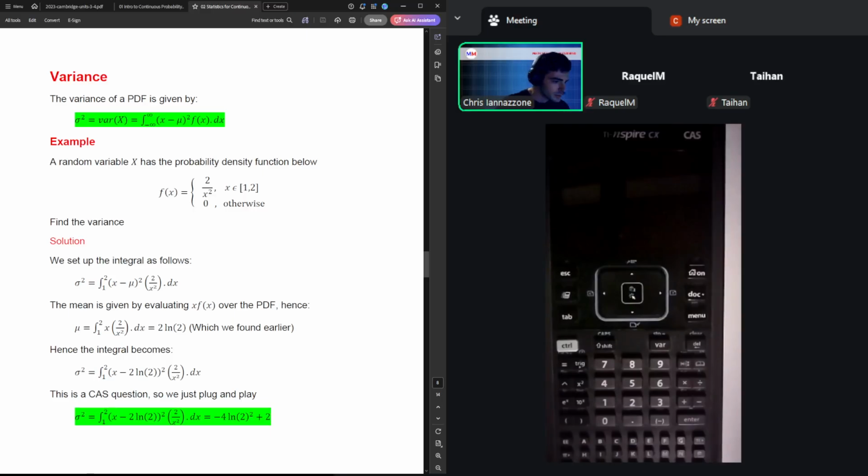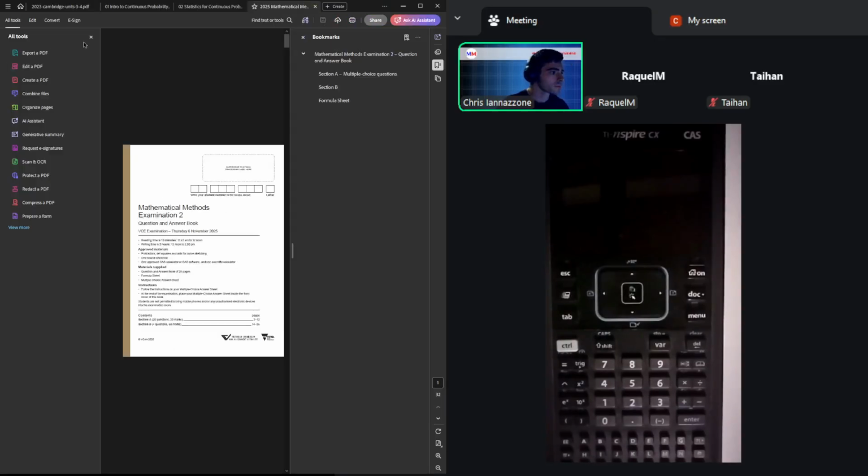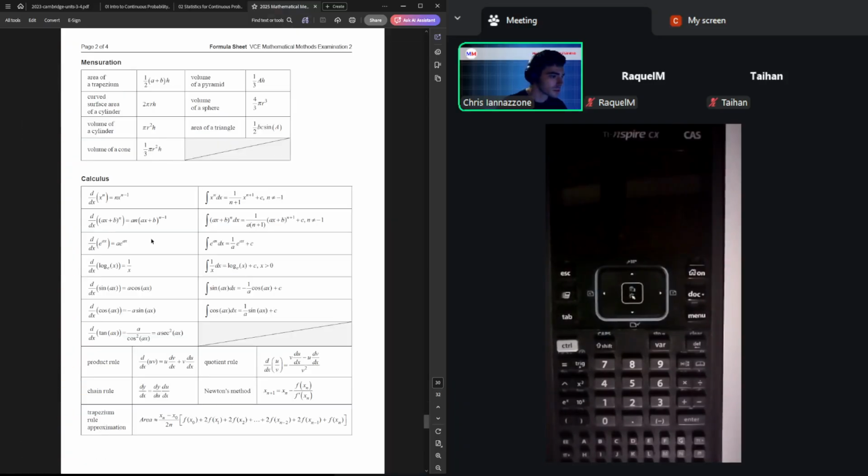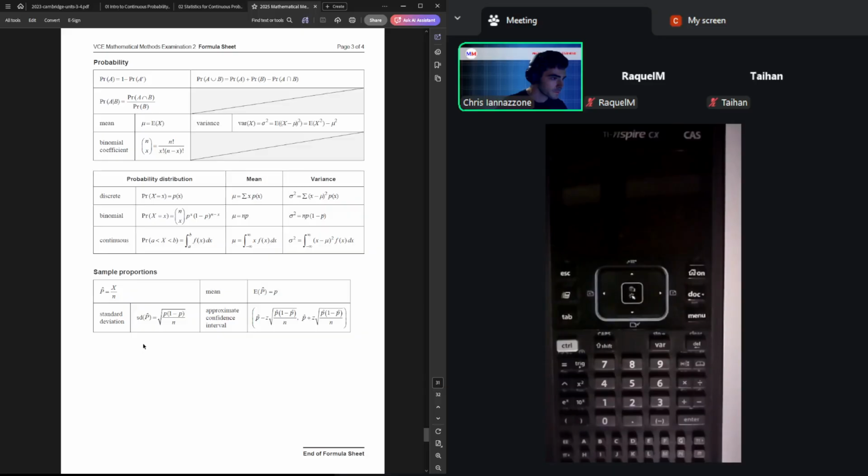Let me validate that real quick. Exam formula sheet. Continuous. Yeah, it's the one that actually shows up on your formula sheet. Same thing with discrete. Discrete doesn't actually have the... oh, there it is. Yeah, here's the generic variance.